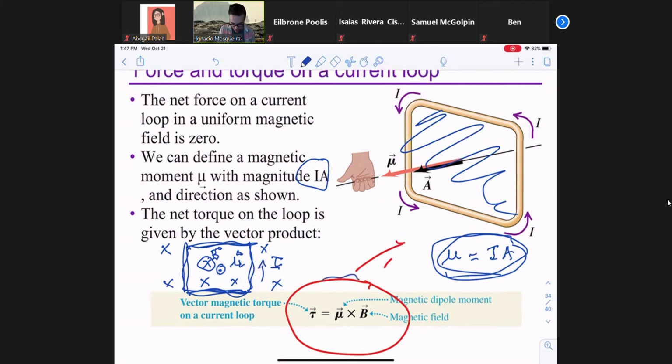Now I use this formula. Now I specify the B field. I have to give it a value, 5 teslas. Teslas is the unit for the magnetic field. Based on the choice and the direction I picked, which is into the computer screen, what is the torque in that case? Anybody want to answer that on chat?